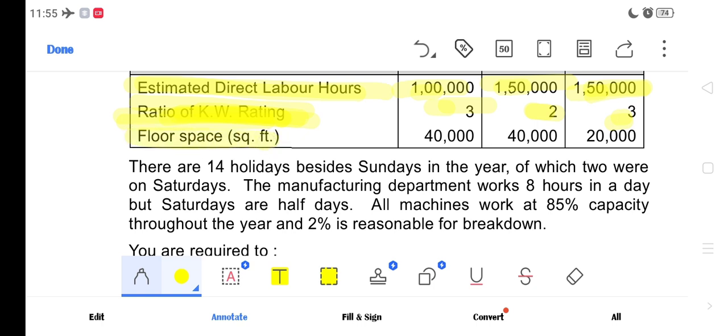And floor space is used for rent. So obviously you think of floor space as the factor for rent. Using this you are going to apportion the rent expense.